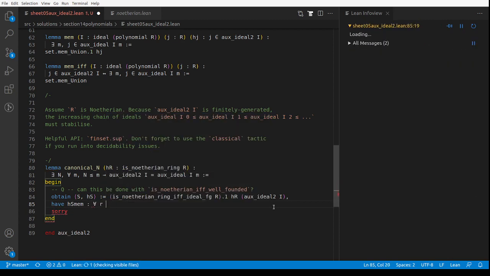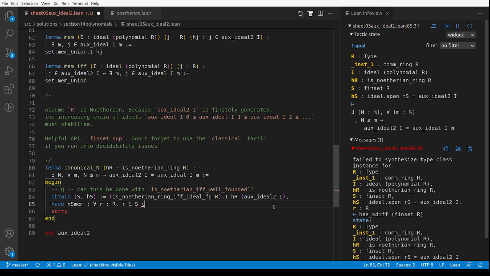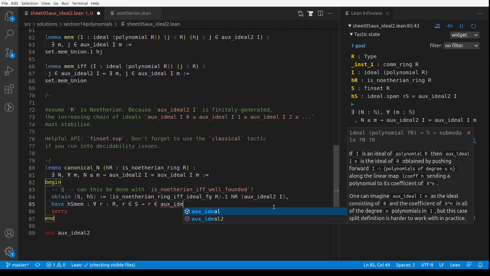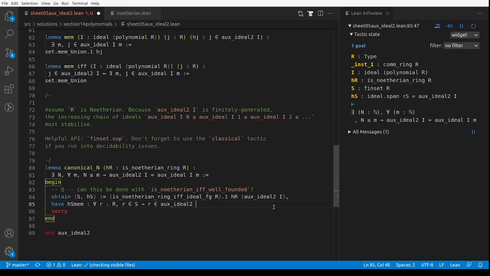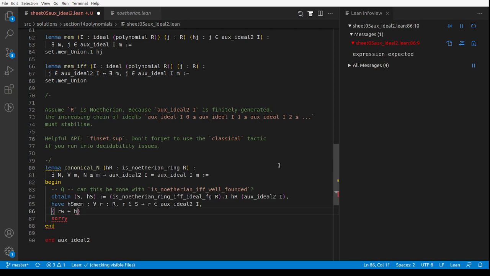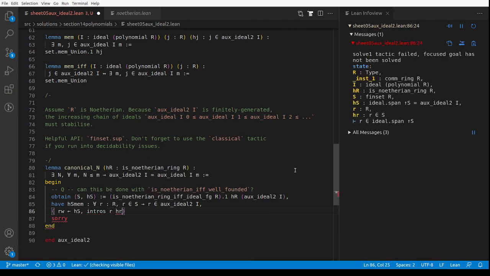For all R in S, implies R is in the ideal 2. I think that's the second thing we need. So why is that true? I could rewrite HS there, and then intros R HR.